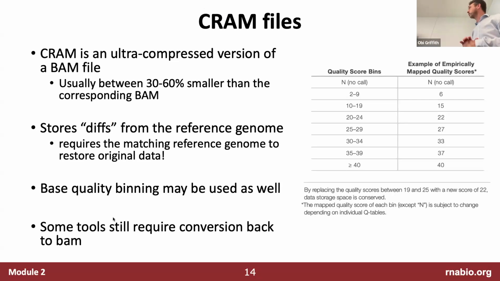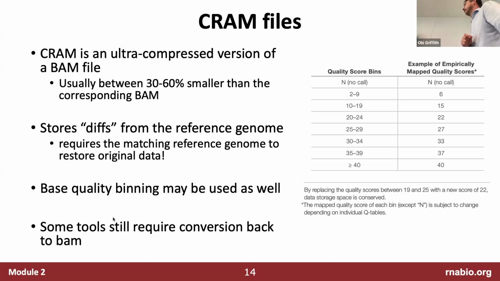All right, so just one note about CRAM files. You may have heard of these. This is actually kind of the new standard. It's an even more efficient compression approach. If you know what your reference genome is, you can do some tricks to make your BAM file even smaller. You can get as much as 30 to 60% savings in size by converting from BAM to CRAM, and it does that by storing diffs from the reference genome.